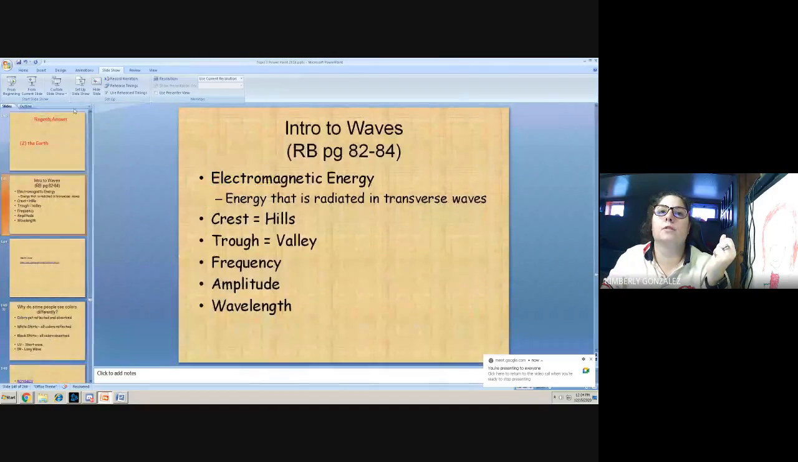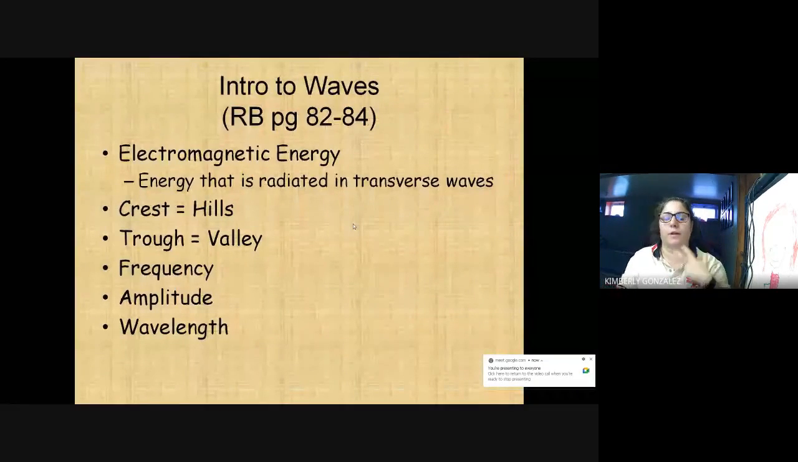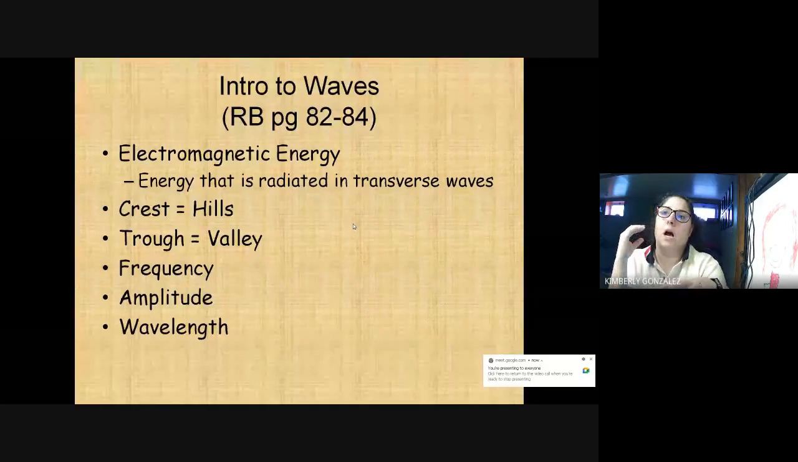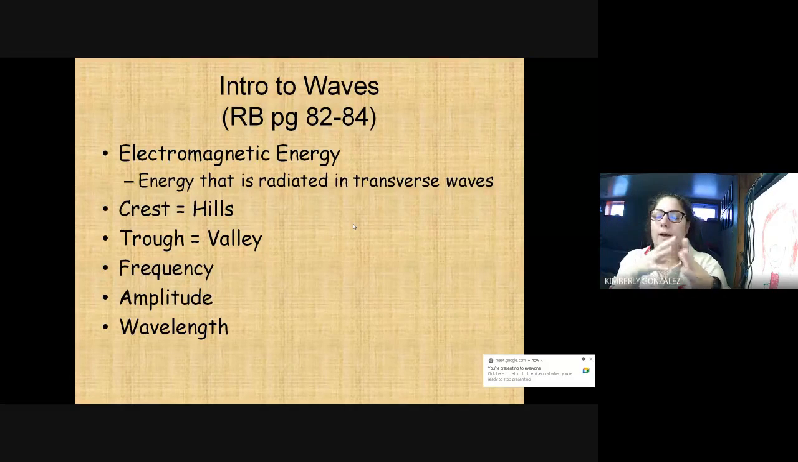All right, ladies and gentlemen, so we are going to start with an intro to waves. On this slide, you have vocab words that you are going to need to know, all right? If you're following along, we're on review book pages 82 to 84, okay?